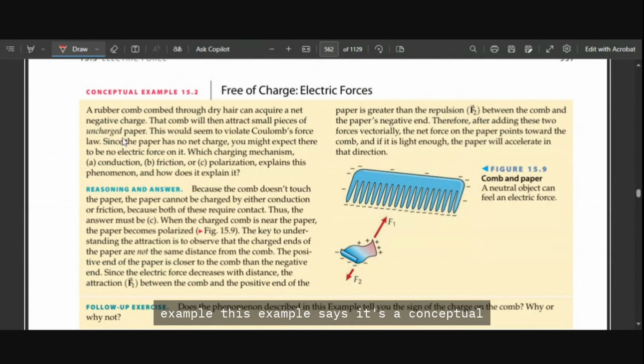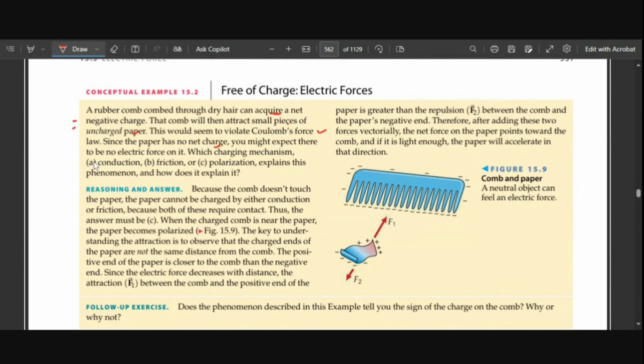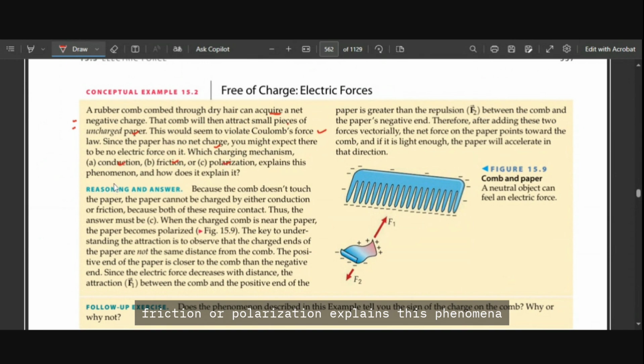So let us see this example. This example is a conceptual one. The question says a rubber comb combed through dry hair can acquire a net negative charge. So when we comb our hair, that comb might acquire some negative charge. That comb will then attract small pieces of uncharged paper. This would seem to violate Coulomb's force law, since the paper has no net charge, you might expect there to be no electric force on it. Which charging mechanism, conduction, friction, or polarization, explains this phenomenon? And how does it explain it?